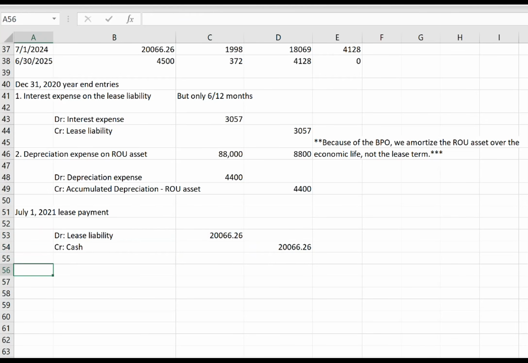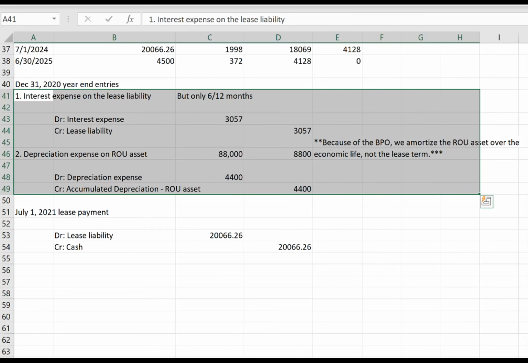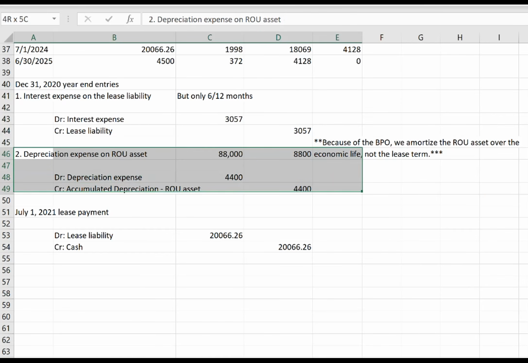So now what else is going to happen? Well, what we need to remember is that up here we had only recognized 6 months of interest expense and depreciation expense. So now we need to top those up. Depreciation expense, we can simply top up at the end of the year, but the interest expense on the lease liability, we should recognize now.